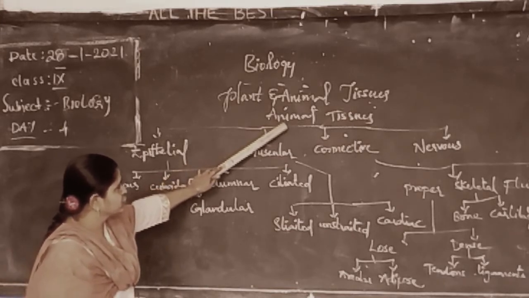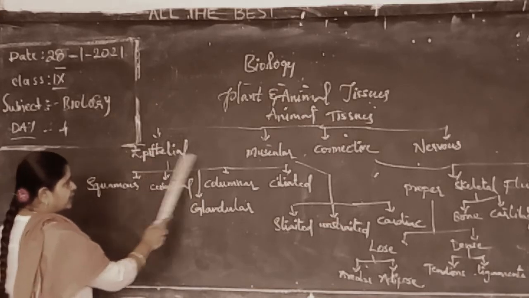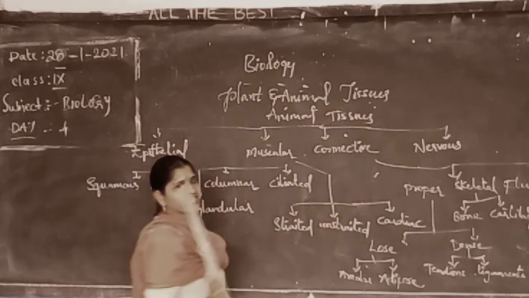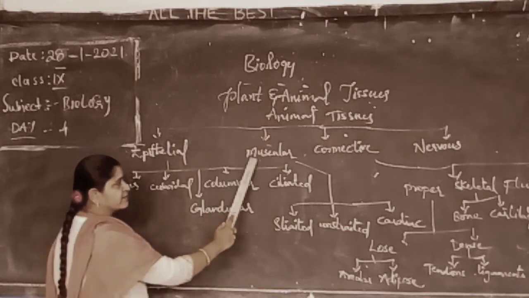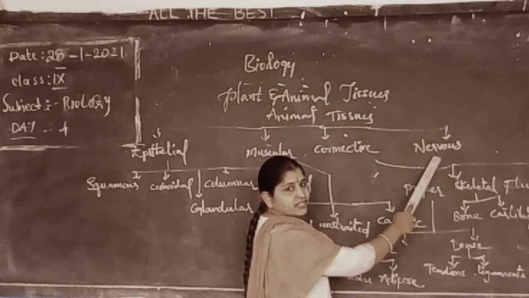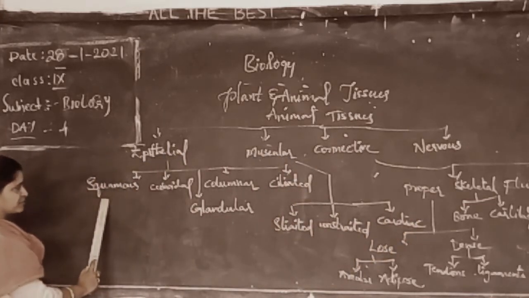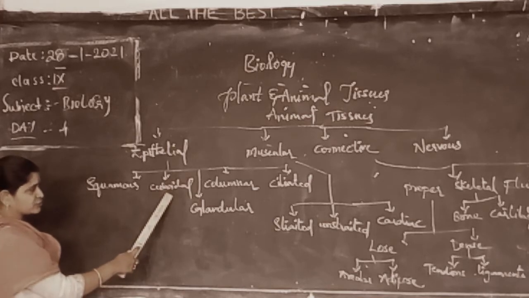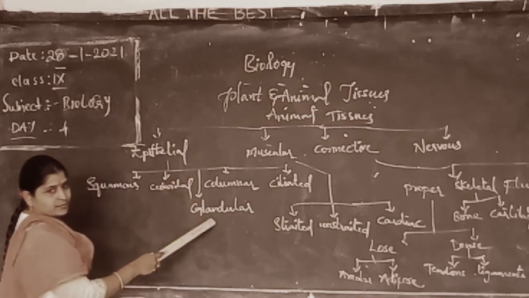Normally, animal tissues are classified into four major categories. The first one is epithelial tissue, second is muscular tissue, third is connective tissue, and fourth is nervous tissue. Again, epithelial tissue is classified into squamous epithelial tissue, cuboidal epithelial tissue, columnar epithelial tissue, ciliated epithelial tissue, and glandular epithelial tissue.